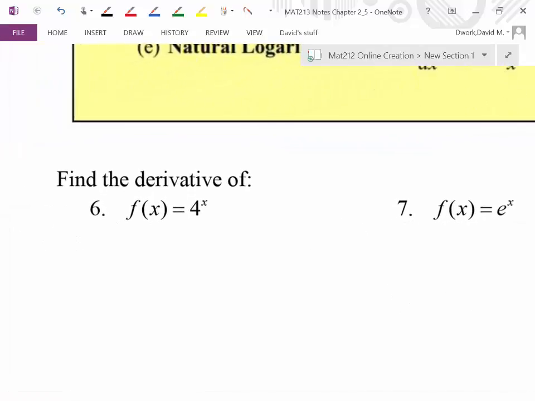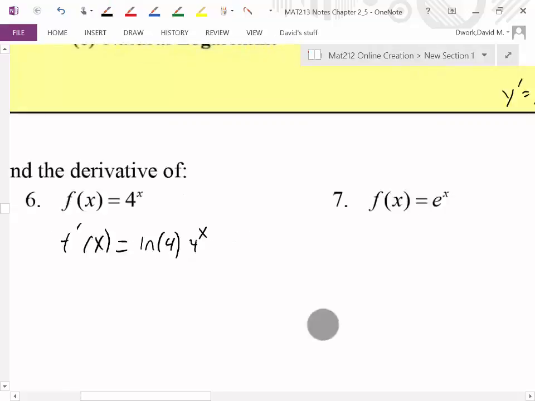So I've already kind of talked through these. I would recommend you pause the video on each one of these, give it a shot, and then unpause the video and see if you get the right answer. So this is an exponential function. The derivative of an exponential function using that rule is the natural log of the base times the original function you started with, the original exponential. There you go. That one's done.